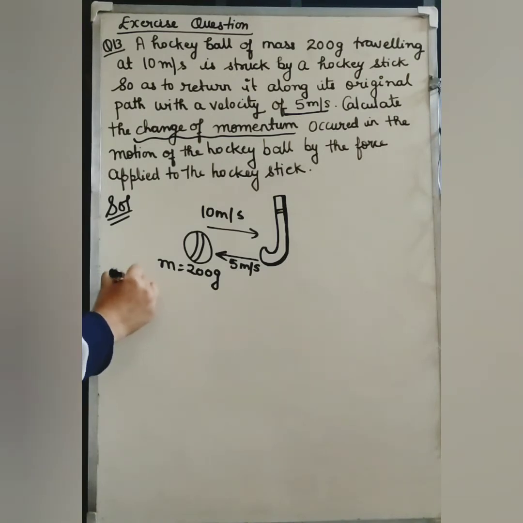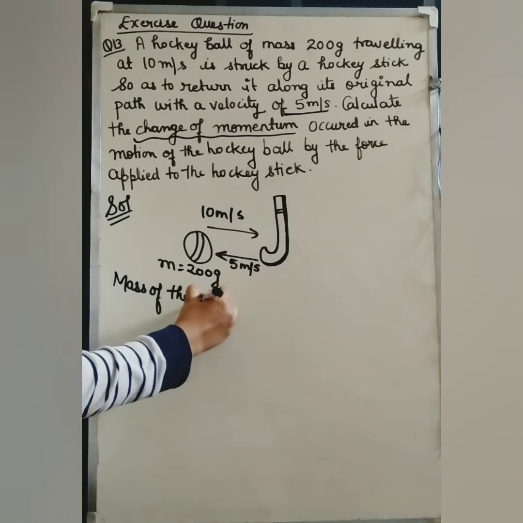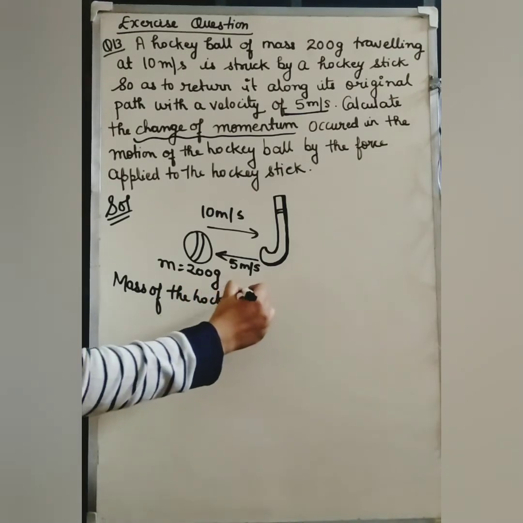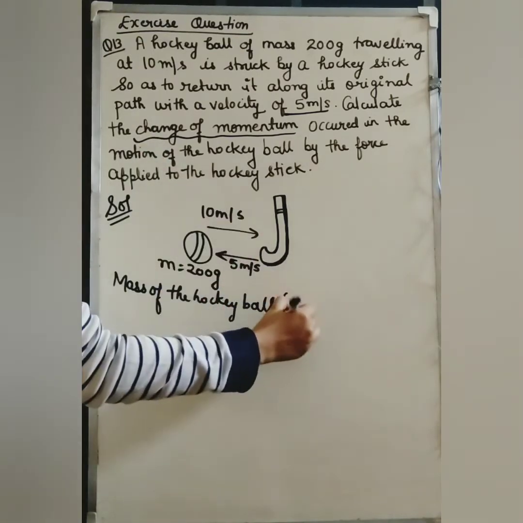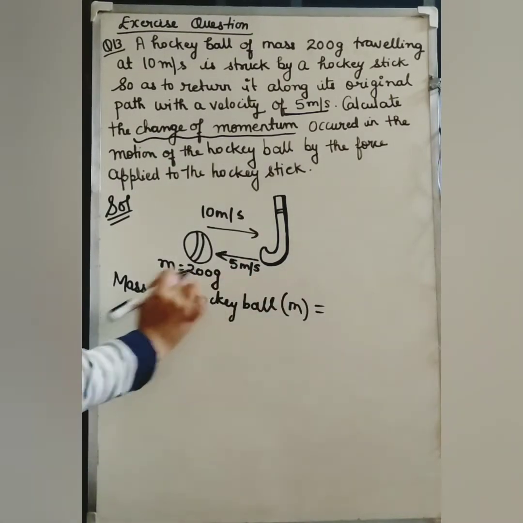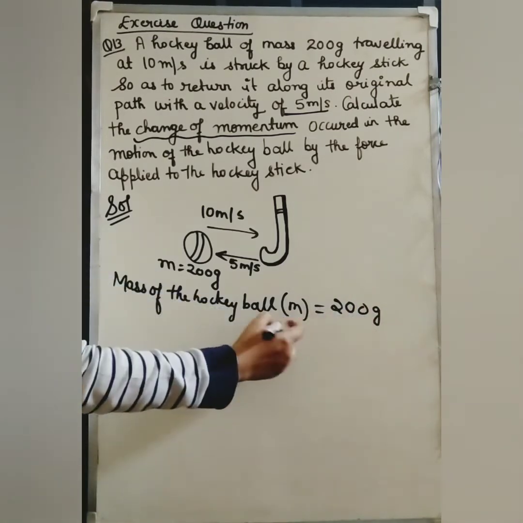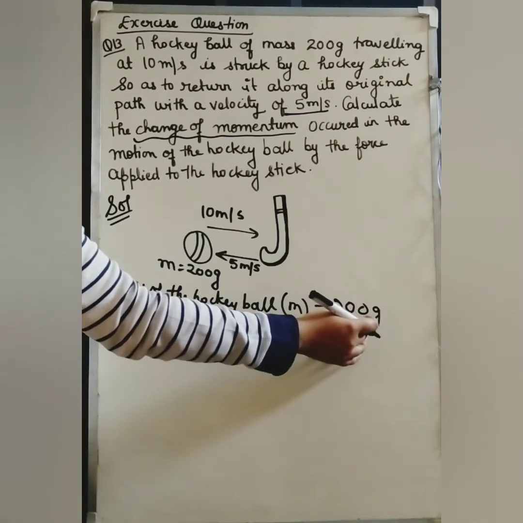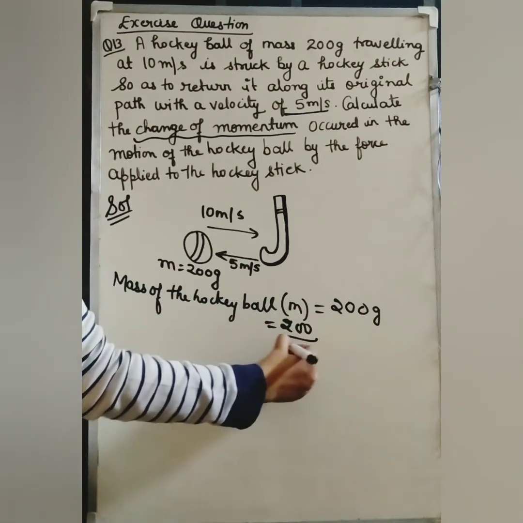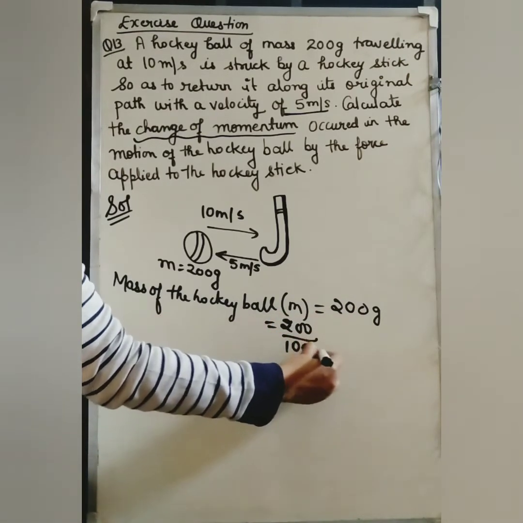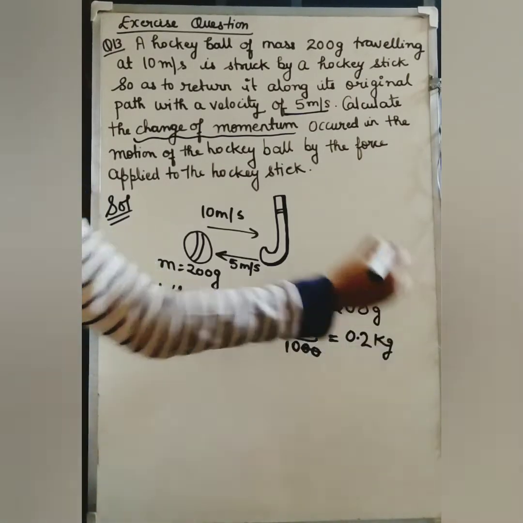So we are having the mass of the hockey ball, and that is 200 grams. This g is not in the SI unit, so first of all you will convert this g into kilograms. So it will be 200 upon 1000, which will give you 0.2 kg.